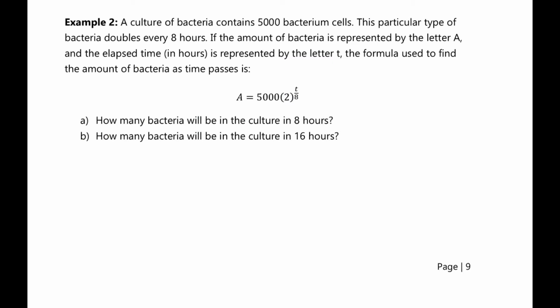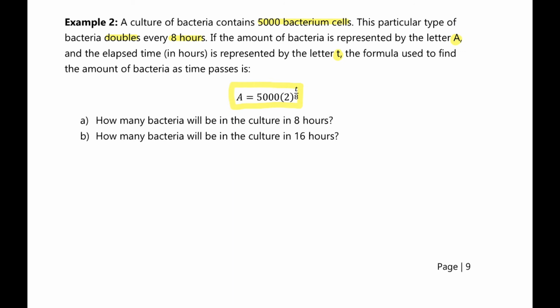Moving on to example 2. A culture of bacteria contains 5,000 bacterium cells. This particular type of bacteria doubles every 8 hours. If the amount of the bacteria is represented by the letter A and the elapsed time in hours is represented by the letter T, the formula used to find the amount of bacteria as time passes is this. How many bacteria will be in the culture in 8 hours?